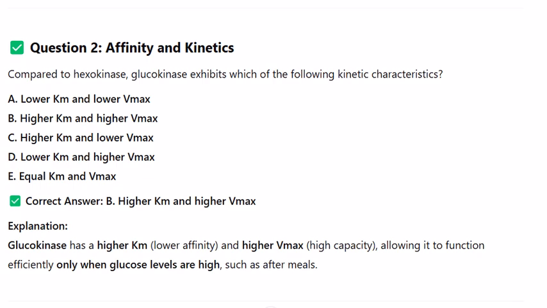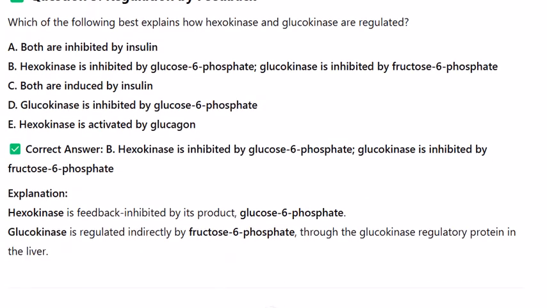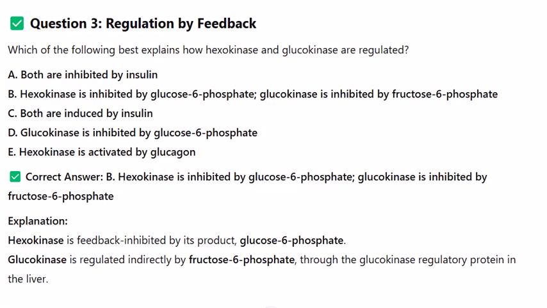Question 3. Regulation by feedback. Which of the following best explains how hexokinase and glucokinase are regulated? A. Both are inhibited by insulin. B. Hexokinase is inhibited by glucose-6-phosphate. Glucokinase is inhibited by fructose-6-phosphate. C. Both are induced by insulin. D. Glucokinase is inhibited by glucose-6-phosphate. E. Hexokinase is activated by glucagon.